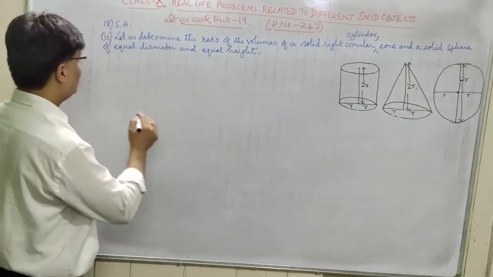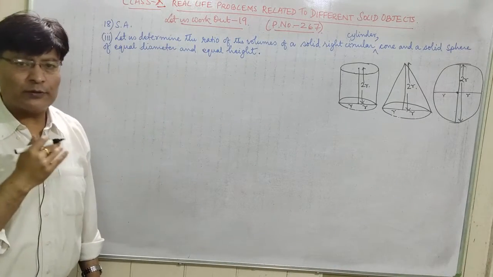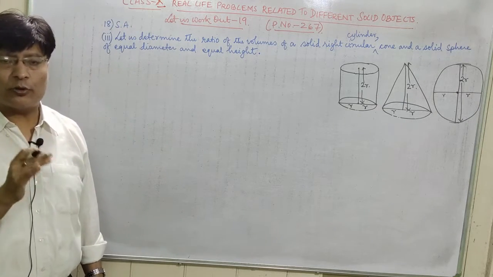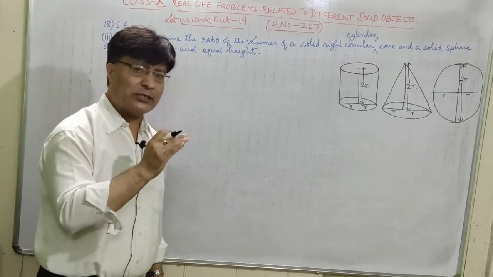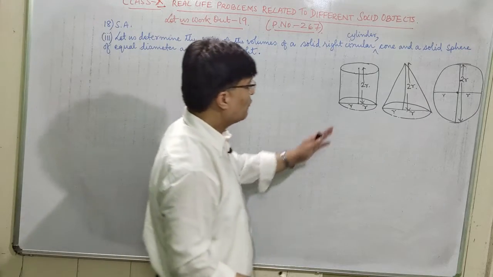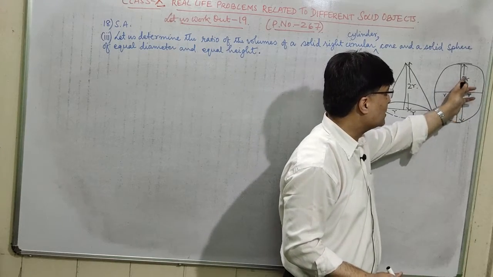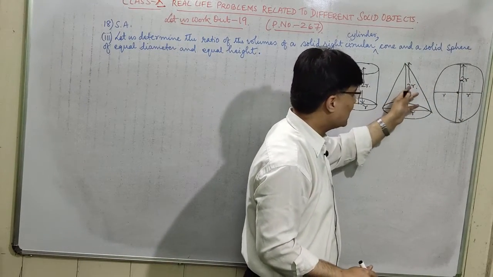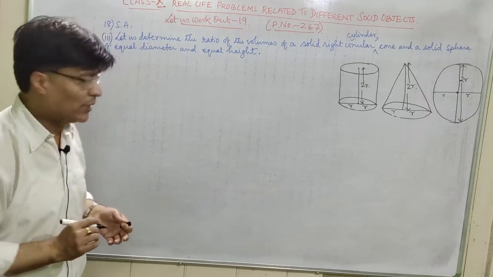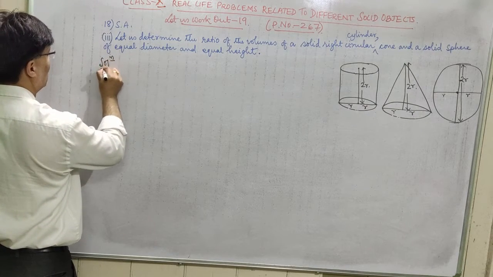Okay. So now you have to find out the ratio of the volume of the solid circular cylinder, solid right circular cone and the solid sphere. All these three figures have got the same diameter and the same height. From the figure it is understood that the height of the sphere is R plus R is equal to 2R. So the height of the cone is also 2R, and the height of the cylinder is also 2R. So now let's do the solution.